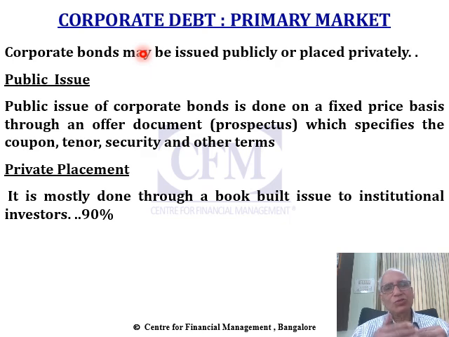Primary market for corporate debt. Corporate bonds may be issued publicly or privately placed. Public issue of corporate bonds is done on a fixed price basis through an offer document which specifies a coupon, tenor, security and other terms. Private placement of corporate bonds is done mostly through a book-built issue to institutional investors. Presently, nearly 90% of corporate bonds in the primary market are privately placed.